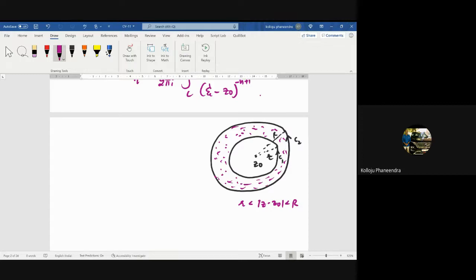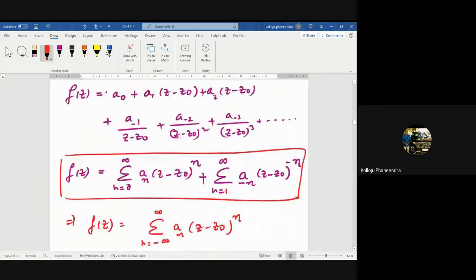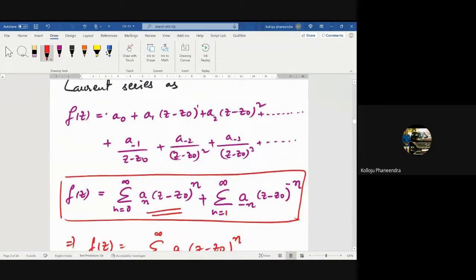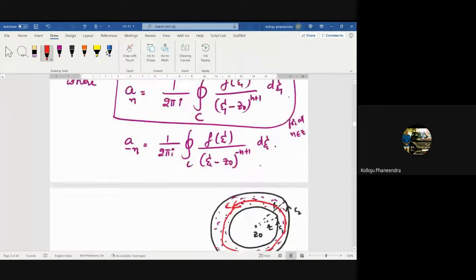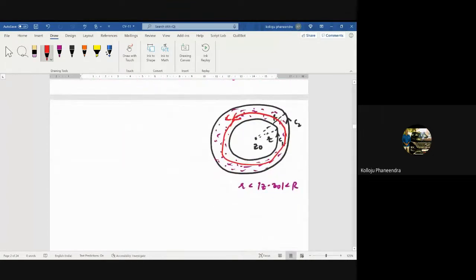In this ring shaped region, what am I considering? One curve, C, which lies inside the domain. Then f of z can be expressed as a positive power series, exactly this: summation a_n into (z minus z naught) whole power n, and then a negative power series. Positive power series and negative power series. Okay, clearly.